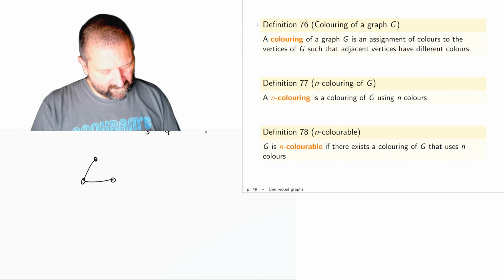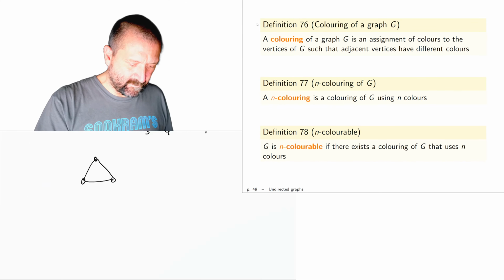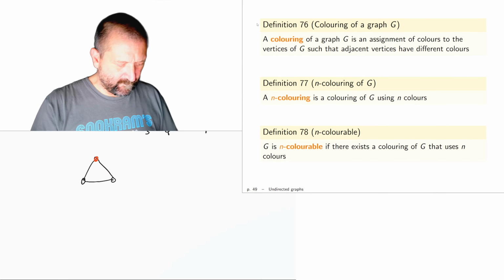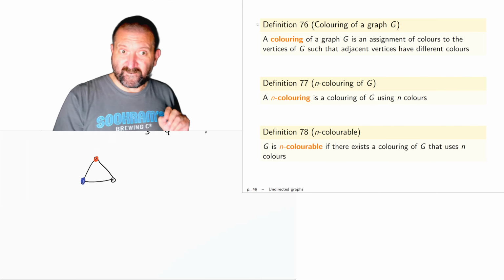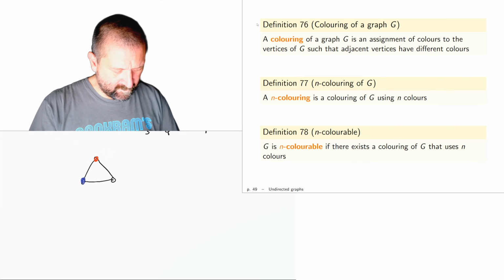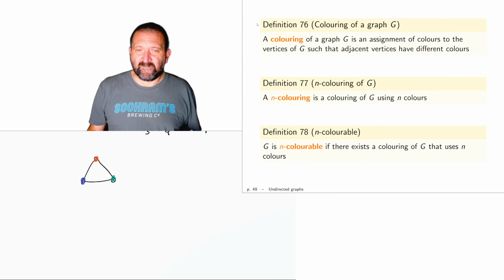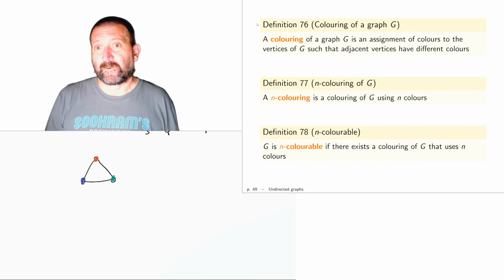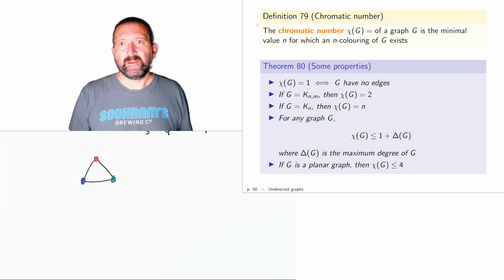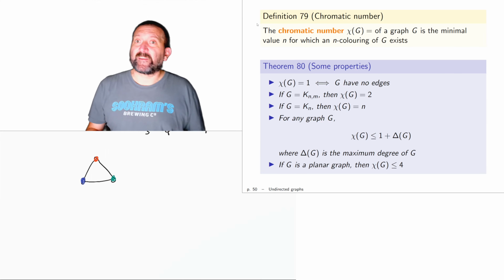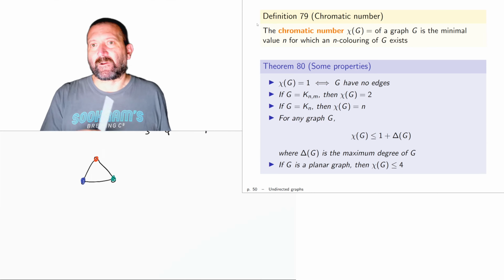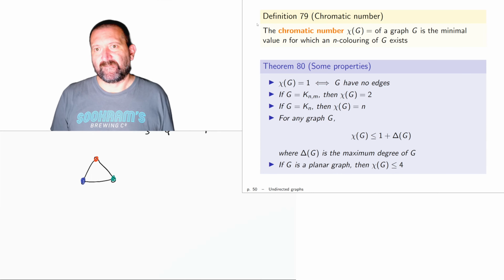So I'm going to be using colors a little bit here. I'm going to start painting vertices. I need to paint the vertex a color, and for an adjacent vertex I can't have the same color. That's the coloring problem. So here I've colored my graph. This is a valid coloring of the graph, and the graph is colorable. And we call chromatic number the minimal value of n for which an n-coloring of the graph exists.